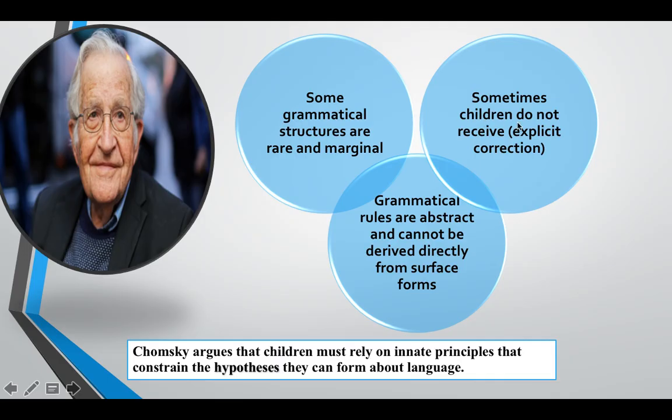Number two, sometimes children do not receive explicit correction. Sometimes the caretaker doesn't correct every mistake the child makes, so in time they don't consider that this is a mistake. Grammatical rules are abstract and cannot be derived directly from the surface form. So there are some complex structures which go beyond the understanding of the children, and that is why they fossilize, or they are not corrected and children keep using these mistakes.